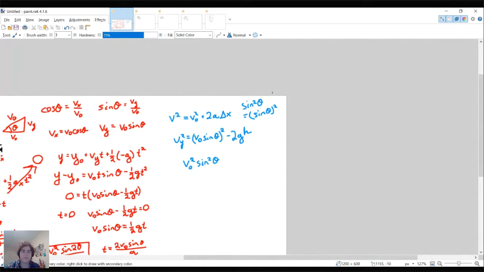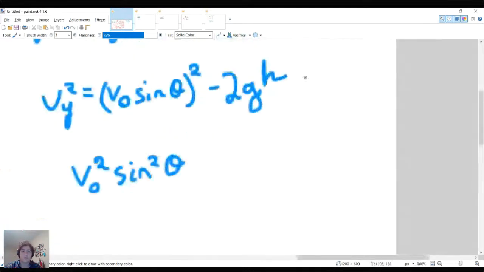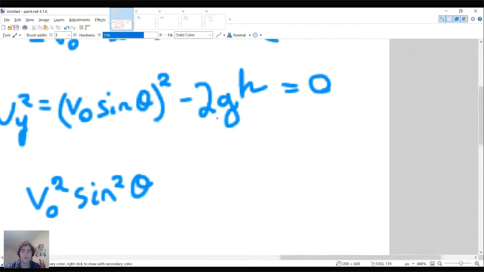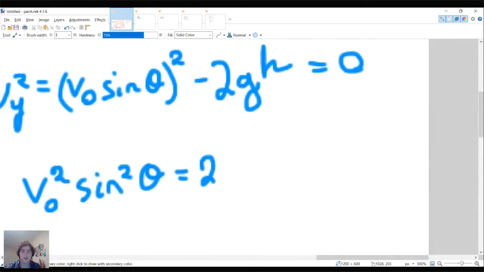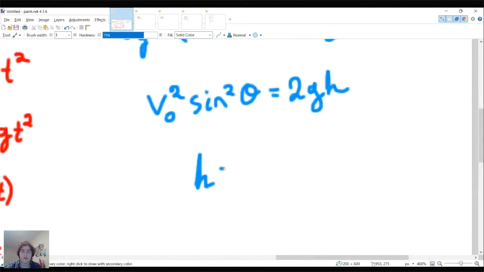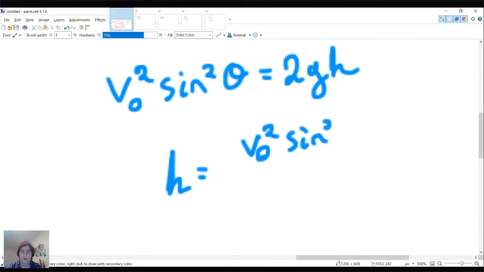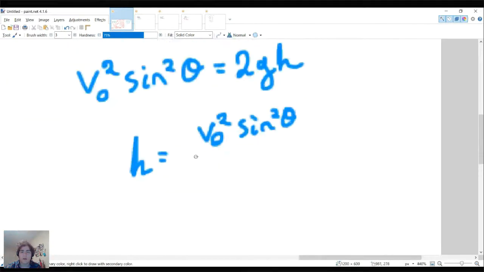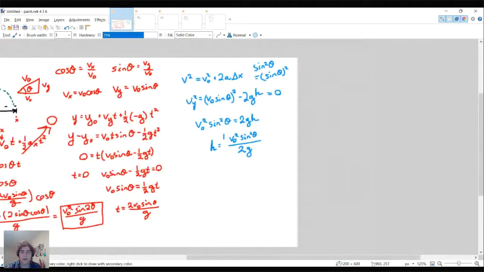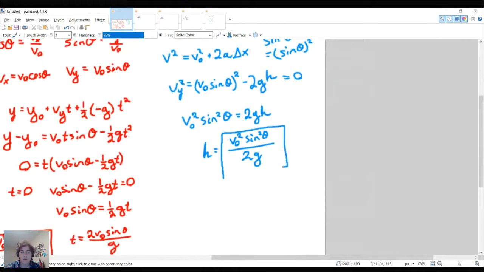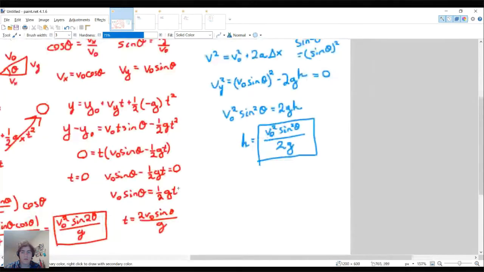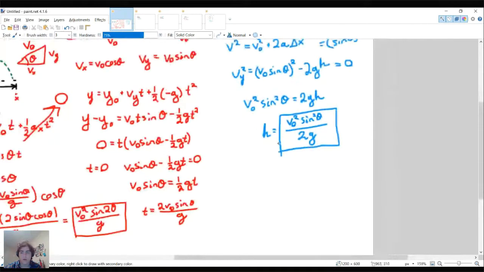So we have this equaling 0, which means this is equal to 2gh. Therefore, the max height is V0 squared sine squared theta all over 2g. And that's that equation. And looking back at it, no, I put the square there. That's right. Okay.